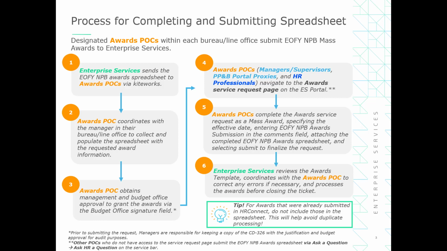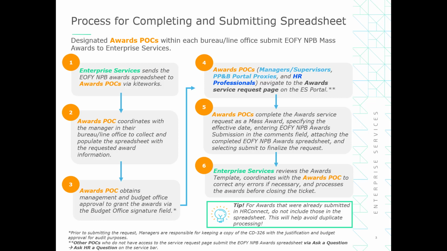Managers must complete CD 326 for each employee prior to completing the EOFY NPB spreadsheet. Although this form is not submitted with the request, managers are responsible for keeping a copy of the CD 326 with the justification and budget approval for audit purposes. Once the spreadsheet is complete and has budget approval, you will submit the spreadsheet to Enterprise Services via the portal.